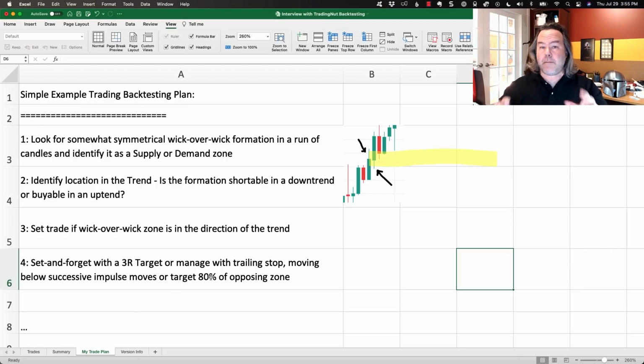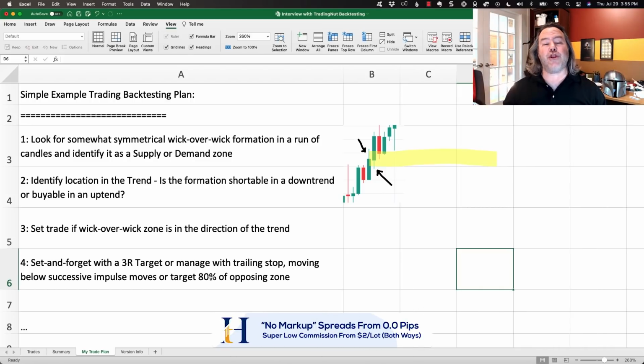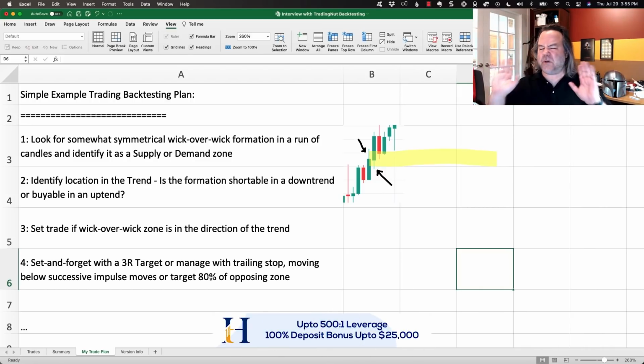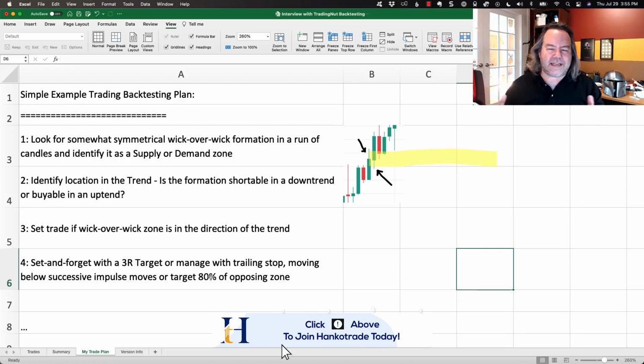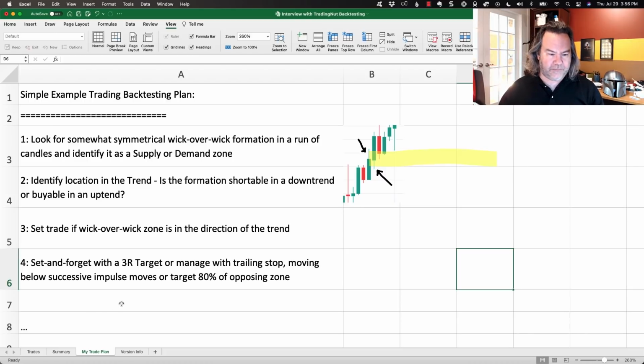Step 4 is then map out a trade with a 3-to-1 target. So if this wick over wick area is, say, 10 ticks wide, then your target should be 30 ticks wide. And just set and forget. Don't even worry about setting a target, or if you want to set a target, go ahead and look for the adjacent or opposing level of supply or demand in your plan. All right, so I'm sure your trading plan has many, many steps. My plan actually has probably about 17 steps for every trade that I go through to look for it. But this is just for the purpose of example, just to make it very simple for you to see.